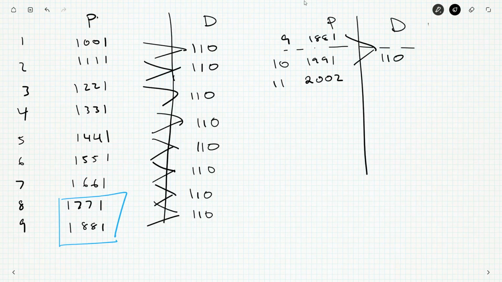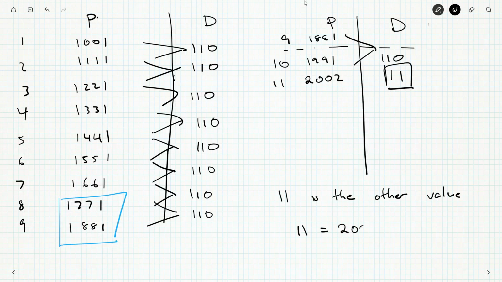What's the difference there? 2002 minus, there's a 1 there. Need to borrow, it's 11. So 11 is the other value. I don't need to prove that there's only these 2. They're not asking me to. They're telling me that there's only 2. I'm just saying 11 is the other value. And for example, 11 is 2002 minus 1991.